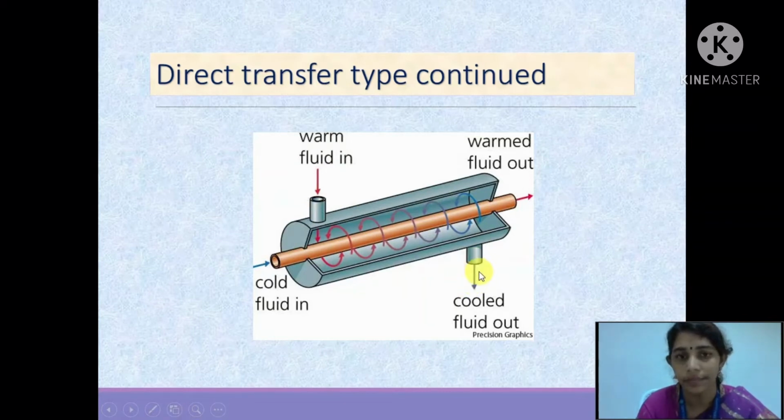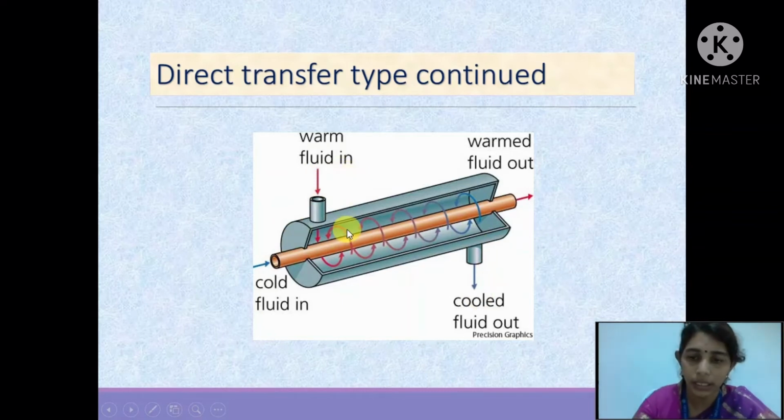So as it comes out, what happens? As it flows through this annular space, it is going to give the heat to this pipe. And this cold fluid which is entering through this pipe is going to take the heat that has been transferred from here to this pipe. And the cold fluid gets heated up, comes out here. The warm fluid loses its heat and comes out here. So this is called direct transfer type.